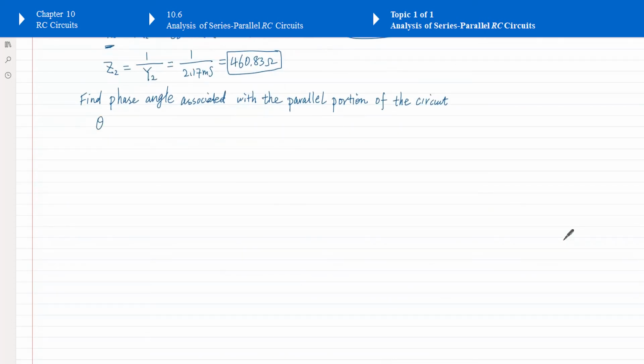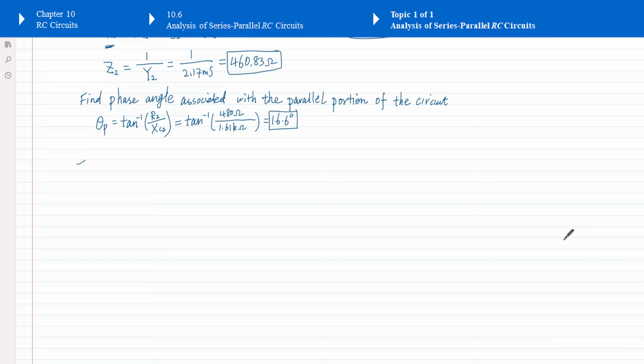We know the phase angle for that parallel portion of the circuit, let's call it theta p, equals the inverse tangent. And you remember for a parallel circuit, to find the angle, we need to put the resistance on the top, the numerator. So this is R2 over XC2, equals inverse tangent of 80 ohm divided by 1.61 kilo ohm, that is 16.6 degrees.